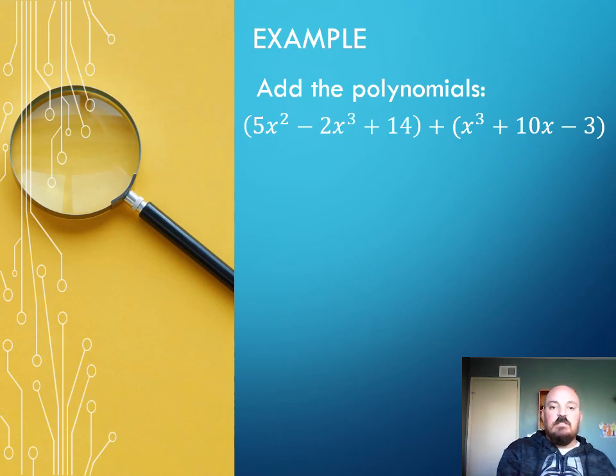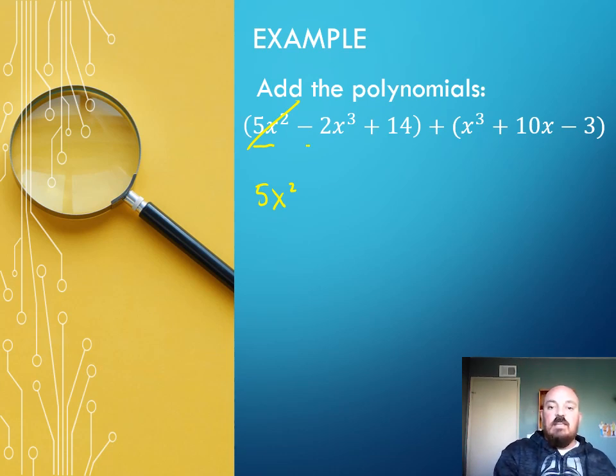And what I like to do is start with the very first one. I have a 5x squared here. Now I'm going to go look at the second polynomial, and I'm going to see if there's an x squared term there to combine it with. Now there isn't, so that means the 5x squared just stays part of my answer. And I like to cross them out after I've used them to make sure I don't miss any.